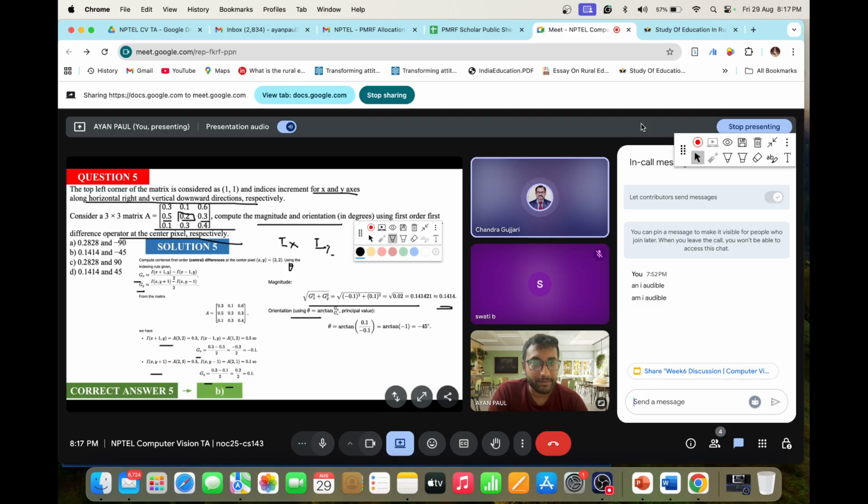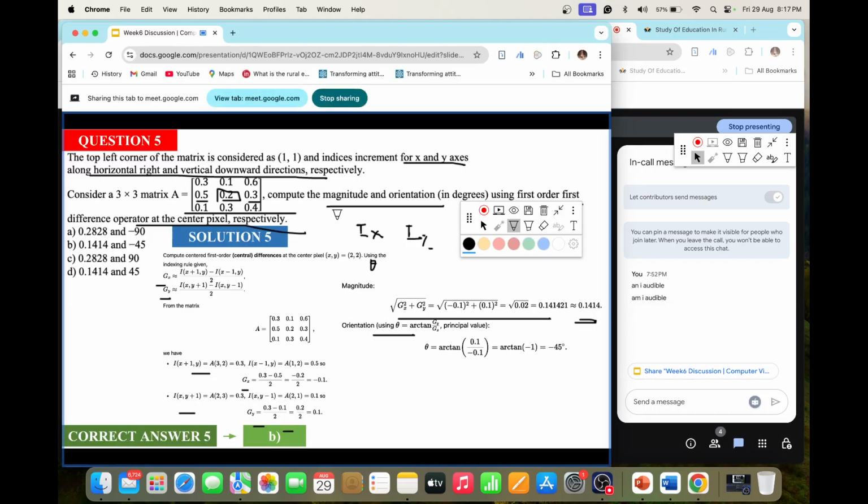Sir, here Gx is equal to I of x plus 1 comma y, right? Yeah. X y means the center pixel, means the target pixel. Center pixel is your target pixel, so xy is your target pixel. Target pixel is center pixel. Center pixel means 2, 2. So xy is 2, 2.